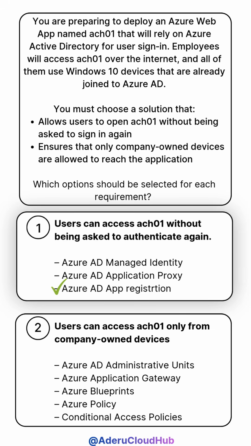Let's go through the options. First one is Azure AD administrative units. It will be used to delegate admin roles, not to control device policies. Next one is Azure Application Gateway, which is used to balance the load for applications and provides security features like Web Application Firewall. This is also not applicable.